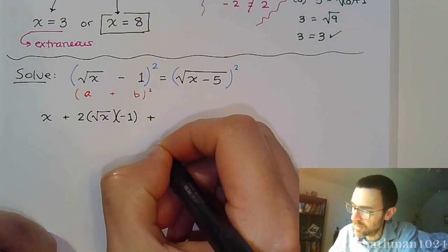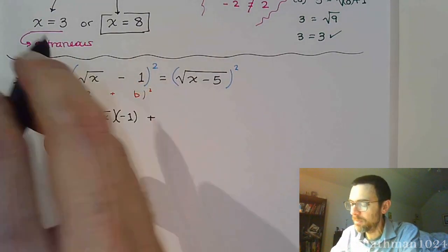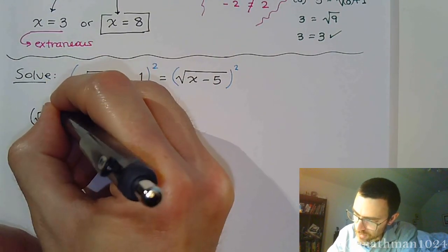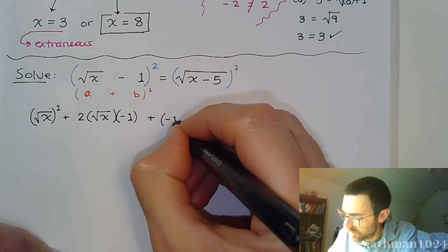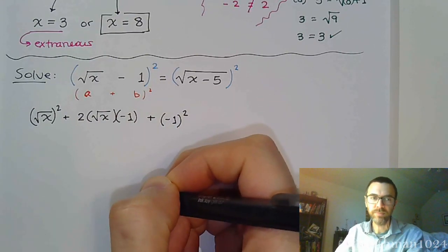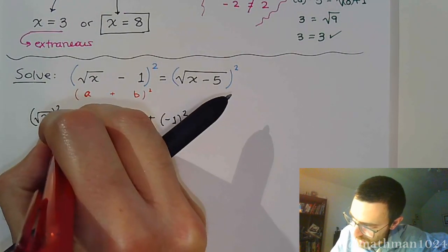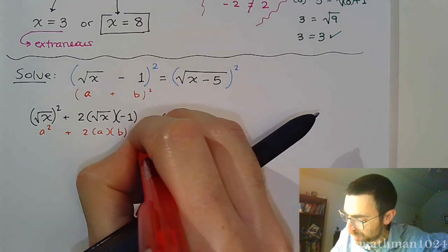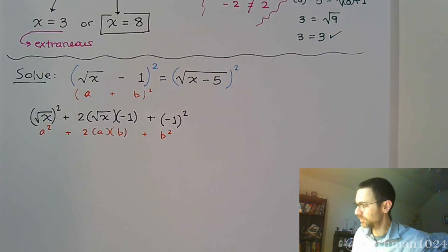Plus, you have B squared. Now, let me rewrite this. So that's A squared, 2AB plus B, which is negative 1, squared. Okay, notice how this lines up with the formula: A squared plus 2 times A times B plus B squared. And we just work this out.